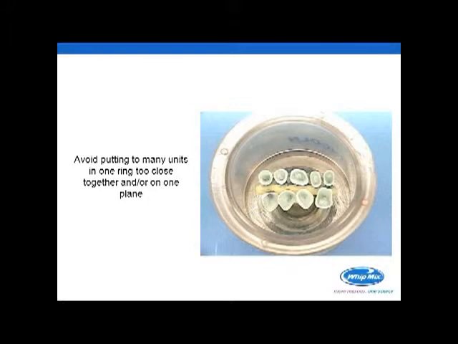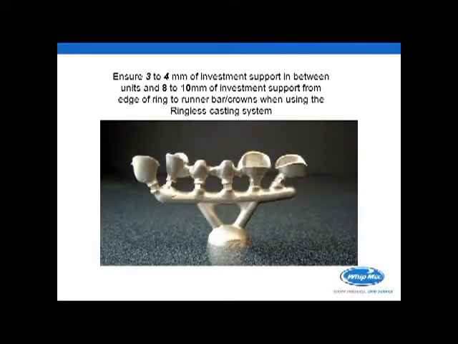You want to ensure that you've got 3 to 4 millimeters of investment at a minimum, support between units, and 8 to 10 of investment from the edge of the ring to the runner bar, and also over the top of your patterns. You don't want excessive amounts over the top, or too little. So that 8 to 10 is about correct. That's the old 1/4 inch for those of you who are still in the U.S. system. Now, why is it important?